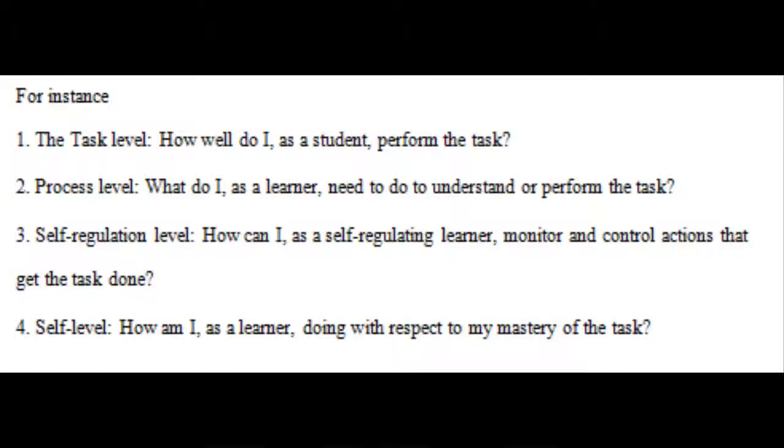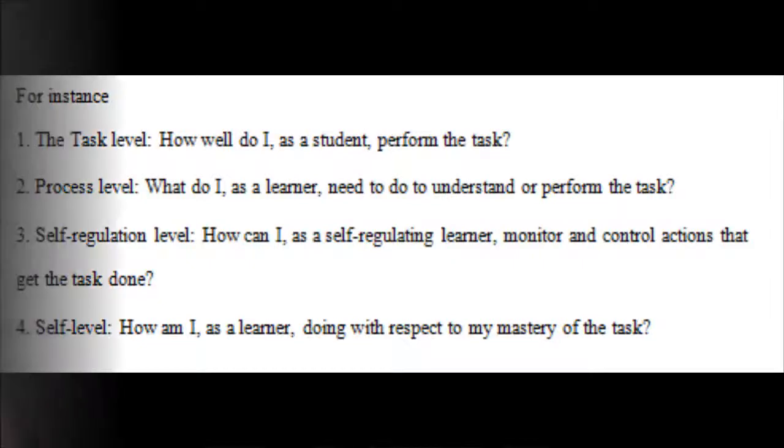How can I, as a self-regulating learner, monitor and control actions that get the task done? So now we're into things like time management and planning. This is an on-demand essay, and the student has only 40 minutes to write the essay. How much time should be spent in drafting a scratch outline and gathering quotations, and at what stage does the student start to compose? The final level is the self level, and this is really that metacognitive view of what am I doing as a learner with respect to my mastery of the task.